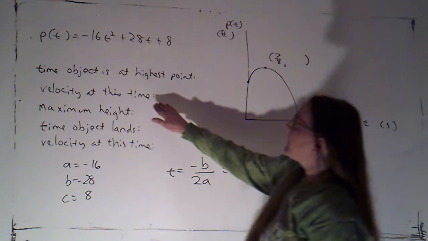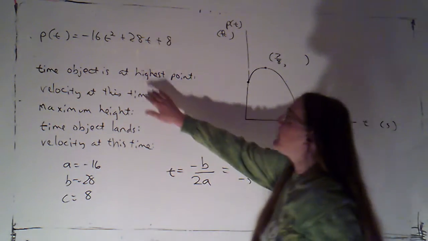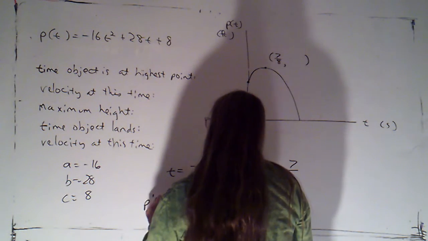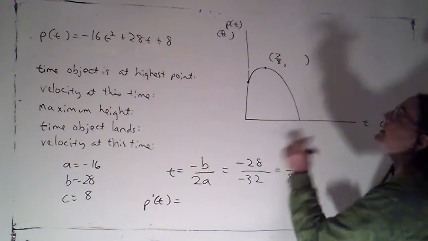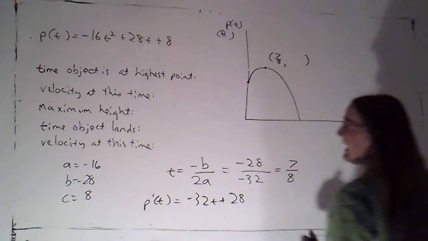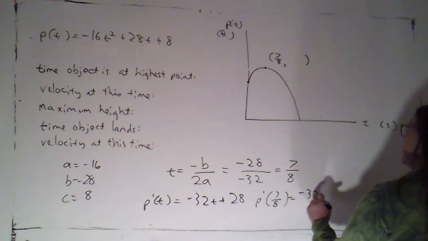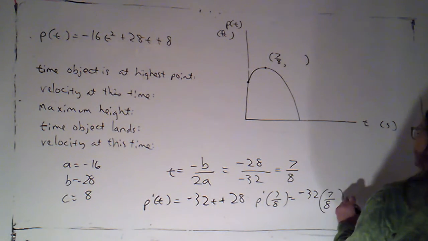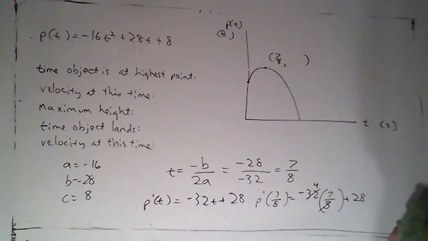Okay. If I want to find the velocity at that time, now there is a little bit of calculus involved here. If I'm going to find the velocity, that would be p prime of t. So the algebra was just for finding that time. P prime of t would be negative 32t plus 28. P prime at 7/8 would be negative 32 times 7/8 plus 28. The 8 cancels with the 32. Negative 4 times 7 is negative 28 plus 28 is 0.